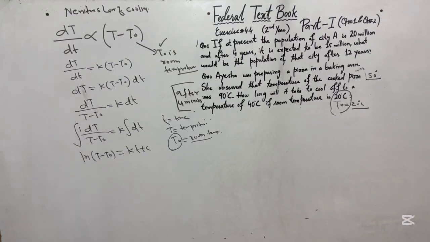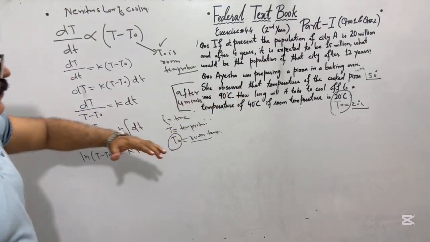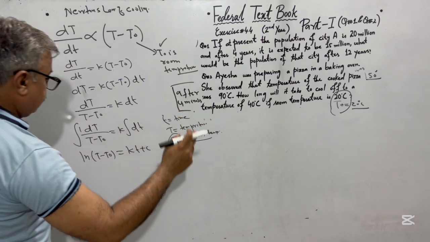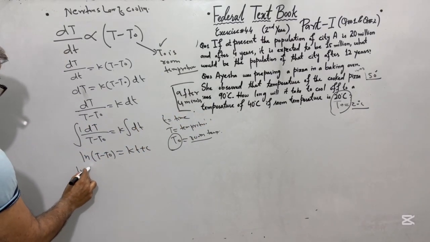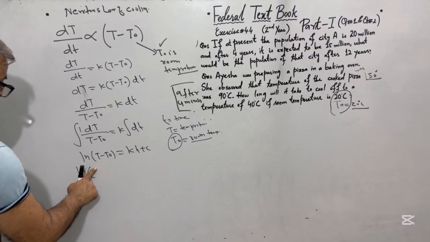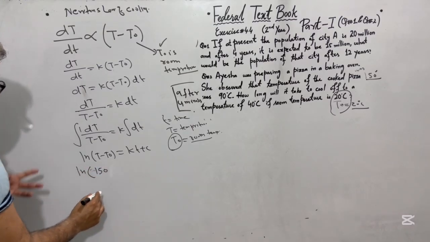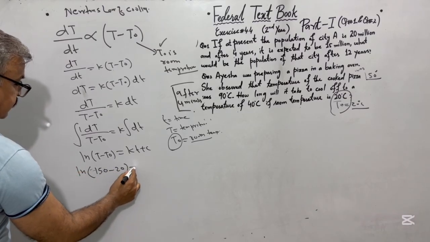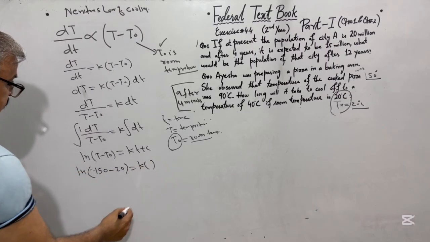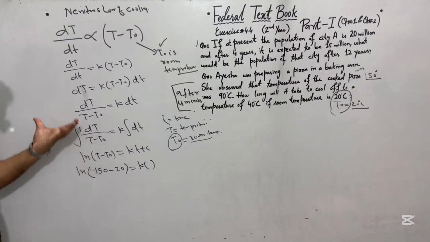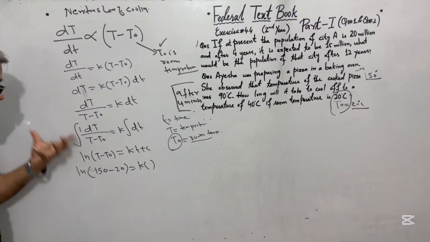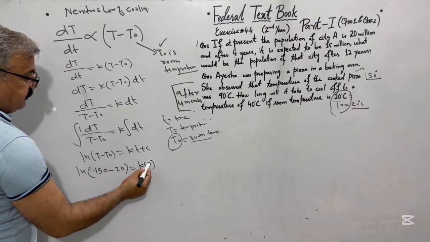Now we have given temperature. Our initial temperature is 150. When the pizza comes out of the baking oven, its temperature was 150, and our room temperature is 20. So we have ln 150 minus 20, comparison with the ground state, room temperature, is equal to kt initially. At the start, when the pizza comes out of the oven, it is 150. At the start means initially time is 0, plus C.